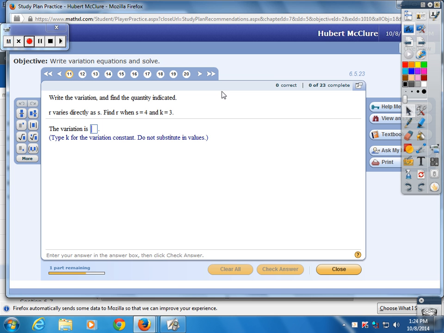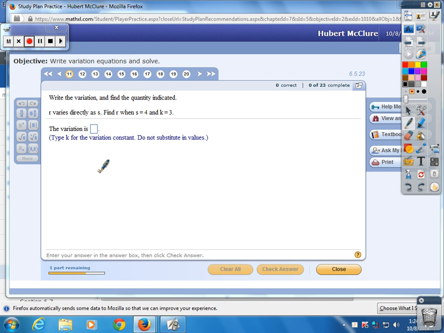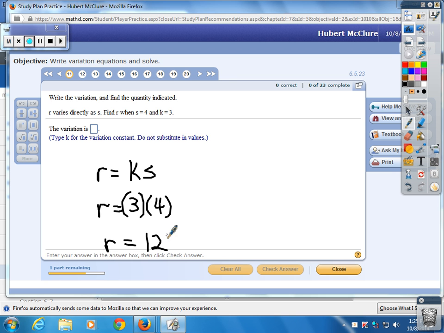So R is equal to what? R is equal to K times what? S. Find R when S is equal to 4 and K is equal to what? 3. So what is R? 12. So this is a type 1. This is one like just plug and chug.